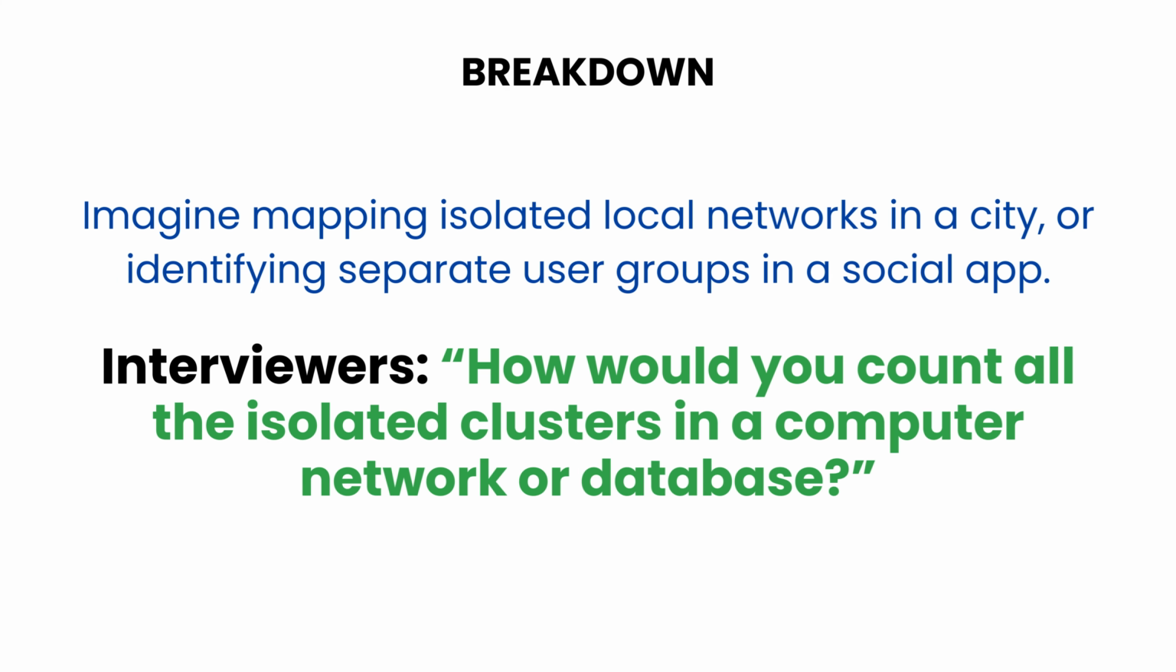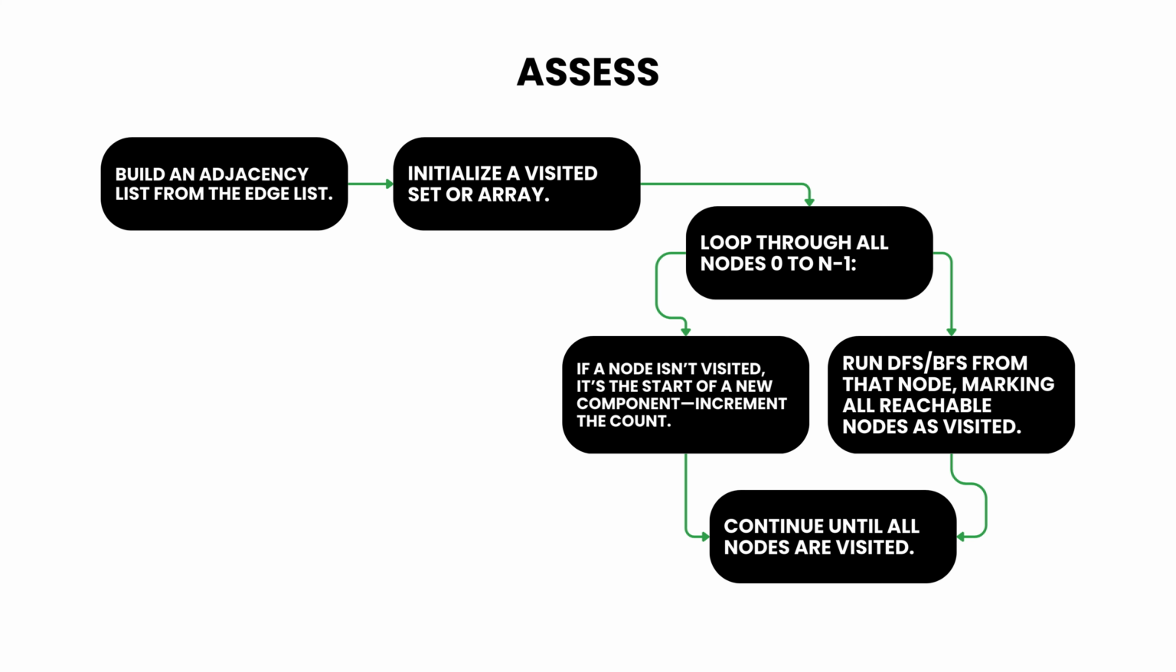Build an adjacency list from the edge list. Initialize a visited set or array. Loop through all nodes from 0 to n-1. If a node isn't visited, it's the start of a new component. Increment the count. Run DFS or BFS from that node, marking all reachable nodes as visited. Continue until all nodes are visited.